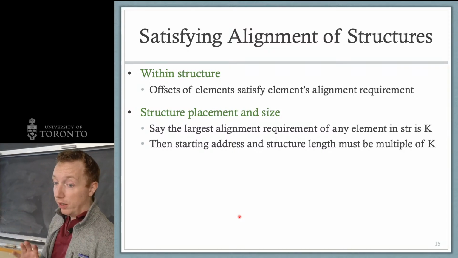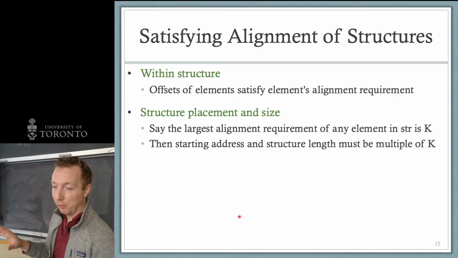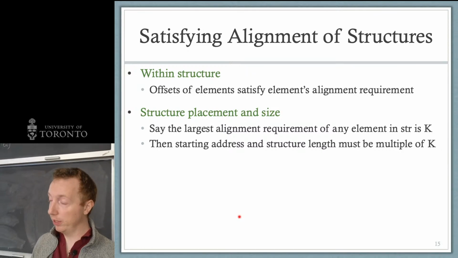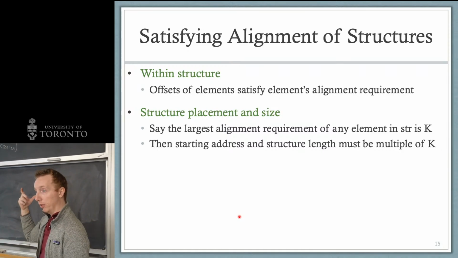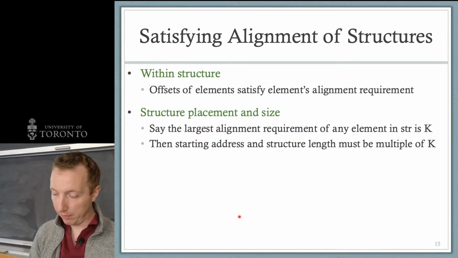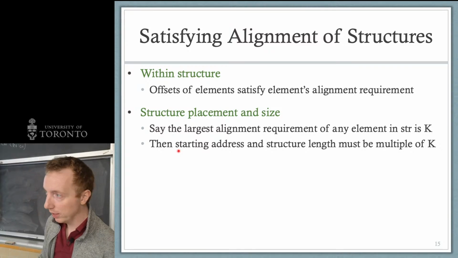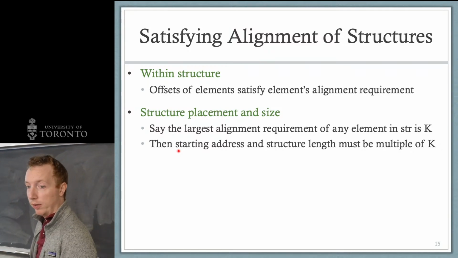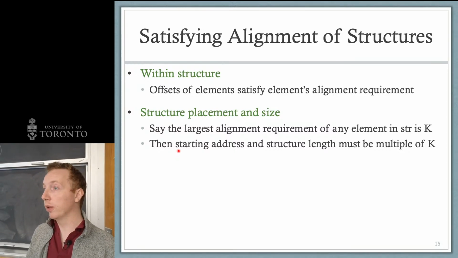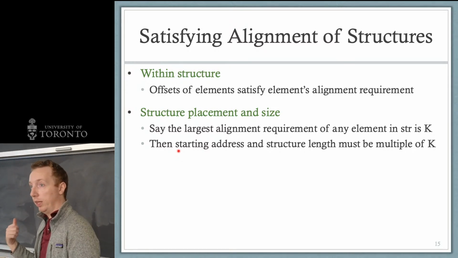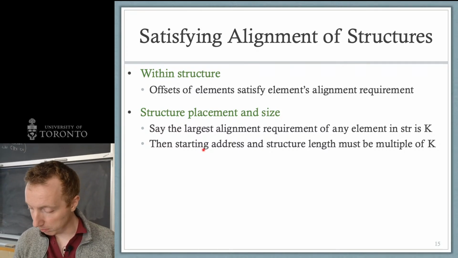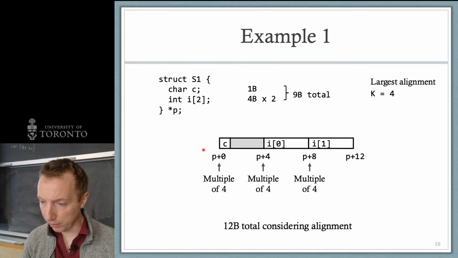You can also use a structure within a structure. The offsets of the elements, so like where a field is in memory, will satisfy the element's alignment requirement itself. And for the overall structure, the rule is C will look through every single field, and then the total alignment of that structure will match the largest field in the structure. So the starting address would always match that. So we'll have a few examples.